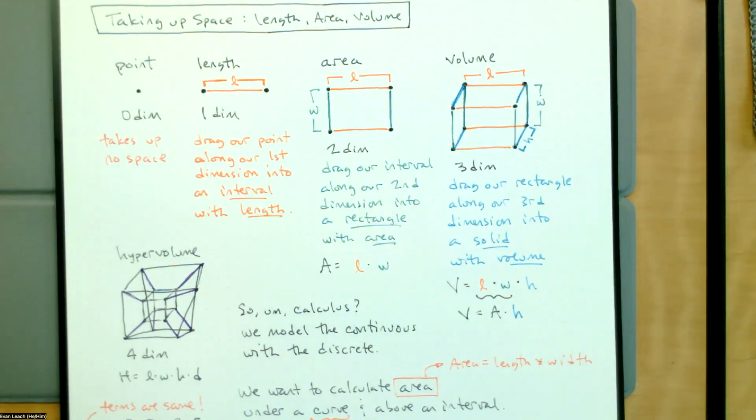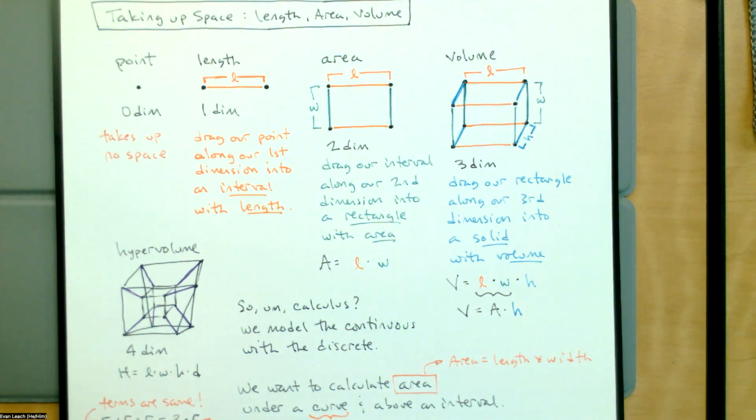By taking our 0, dragging it through one dimension, giving us left and right, that's a length. Taking that length, that interval, dragging it into a second dimension with up and down, creating an area. Length times width. And then take that area and drag it through a third dimension to create volume. This is how we build things.